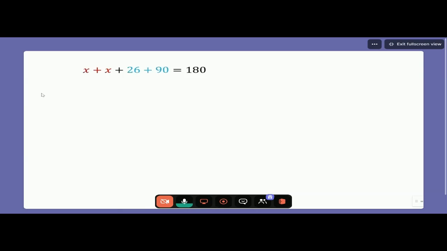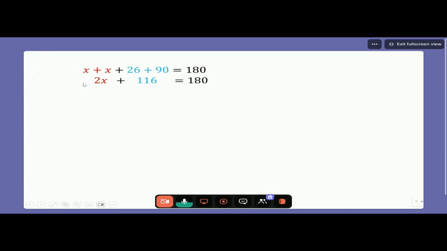So, oh yeah, we've got some color code in there. So the x's can be combined. x plus x, remember that really means 1x plus 1x. Sorry, my mouse is going crazy. There it is. 1x plus 1x is 2x. 26 plus 90 is 116, and that 180 on the right just stays where it is.